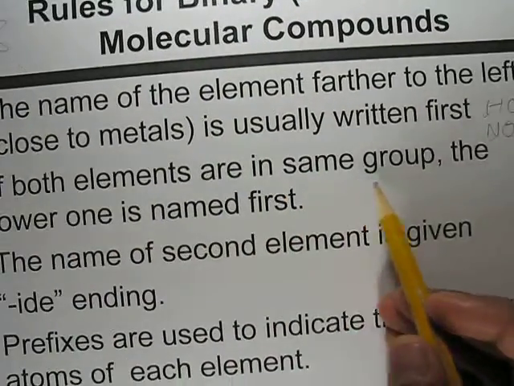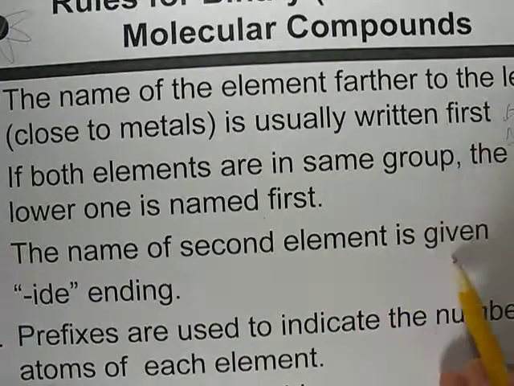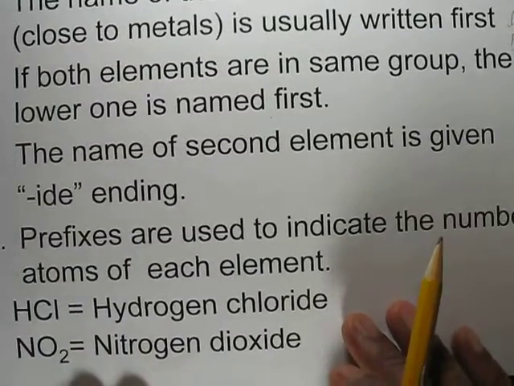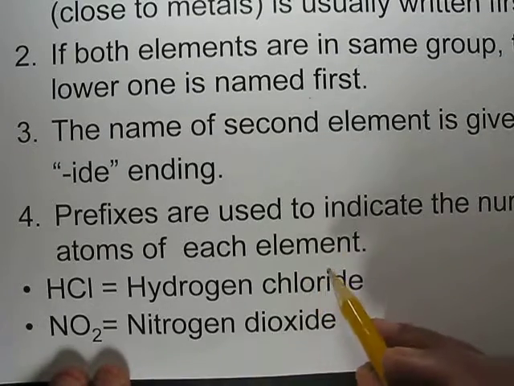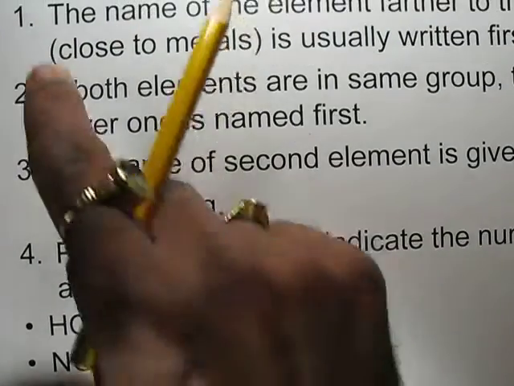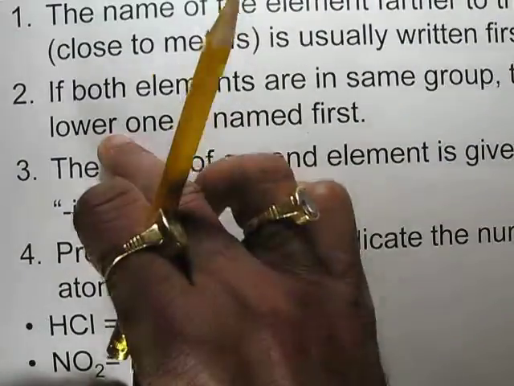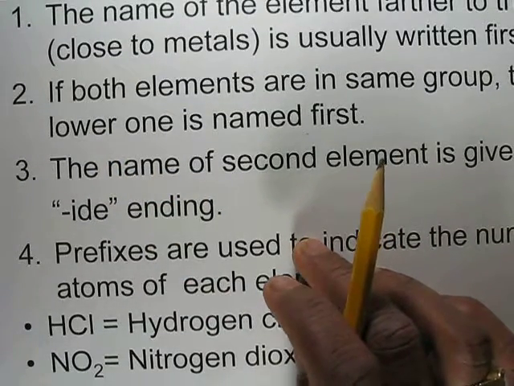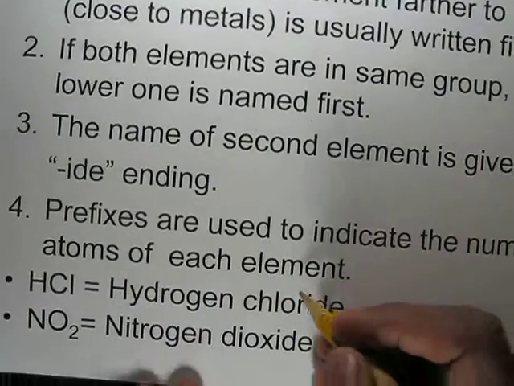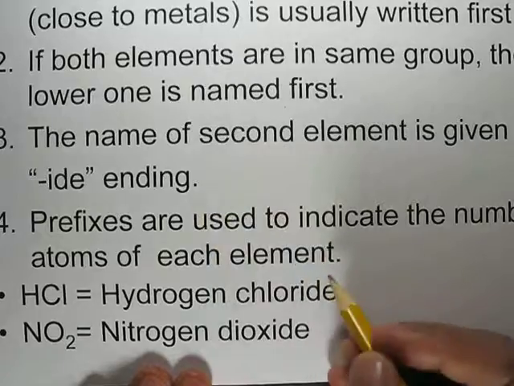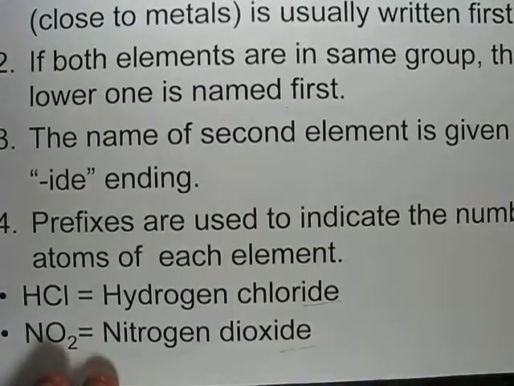If both elements are in the same group, the lower one is named first. The name of the second element is given an ide ending, and then prefixes are used to indicate the number of atoms of each element. So here, hydrogen is on the left-hand side and chlorine is on the right-hand side, so we use hydrogen first and then chloride. We don't use mono, but we use the ide ending for the second element. That is why nitrogen dioxide.